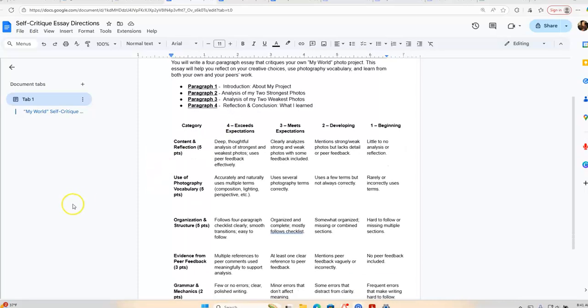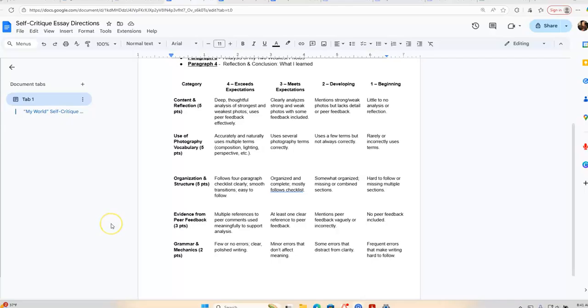Down at the bottom of the screen, I do have the rubric that I'm going to be using to assess you. We're not going to look at the whole thing, but we are going to be looking at our different categories and what it's going to take to get full credit in each category. First is going to be your content and reflection. I am going to be looking to see if you have been thoughtful about your analysis of your photos, both your strongest and your weakest photos. And I'm also going to be looking to make sure that you include a little bit of information from the feedback that you got from your peers as well. And we'll talk about how that's going to look here in just a minute.